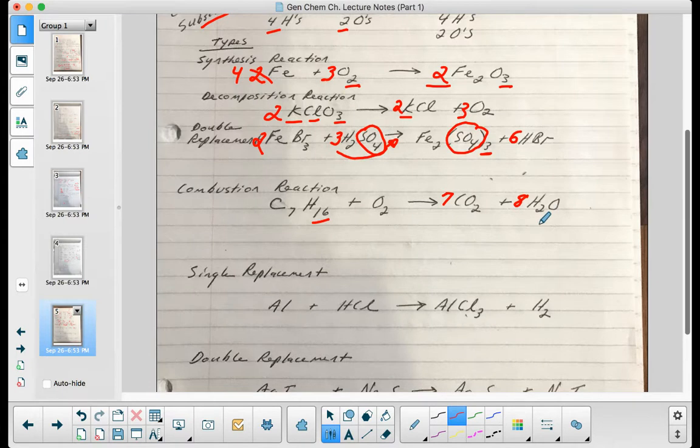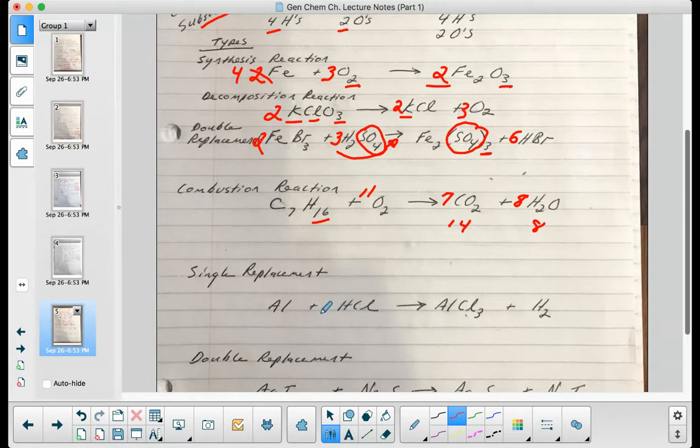Now I have 8 oxygens and 14 here. So that gives me a total of 22 oxygens that I have to deal with. Well, it makes it nice and easy because O2 is, I'll just multiply 11 by 2, and that would give me my 22 oxygens. So that's a nice, little bit more complicated. Here's another type of reaction.